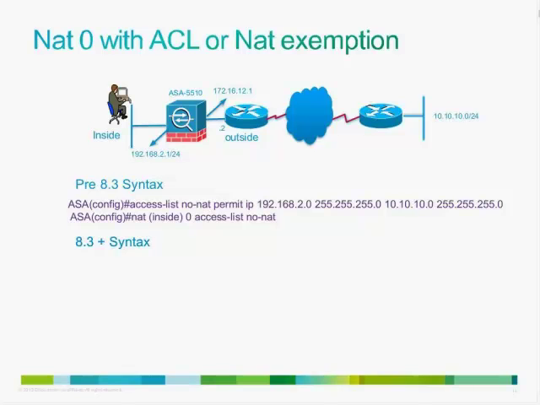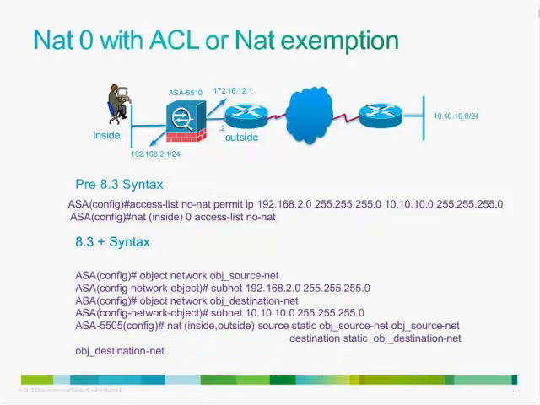So let's see how to configure the exact same thing using the 8.3 plus syntax. With 8.3, the NAT code has been completely rewritten, and it is a little bit of a learning curve to understand how to configure NAT using the 8.3 plus syntax. So in the 8.3 plus syntax, what we need to do is configure an object group for our source network. So those are the first two lines there, and name it object source network, for example, and put the subnet 192.168.2.0 with the /24 mask, and then configure another object group for our destination network.